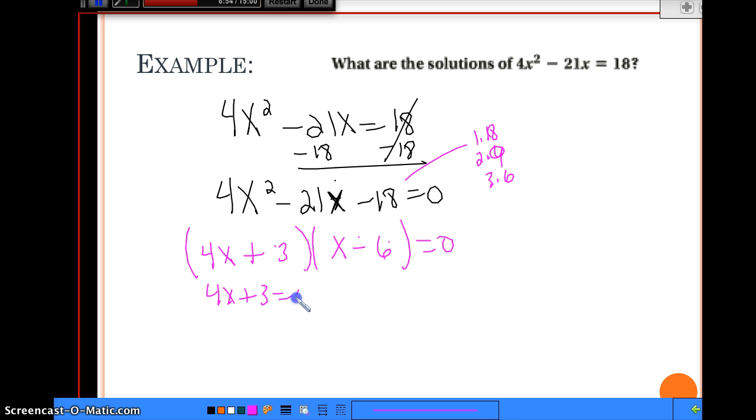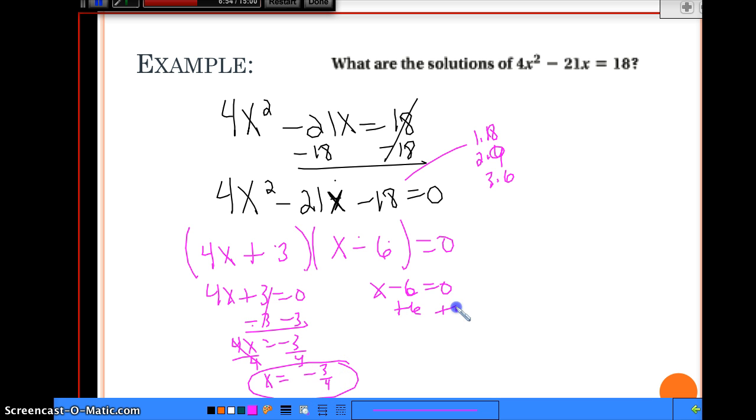So you get 4x plus 3 equals 0 and x minus 6 equals 0. Solve each one individually, and we get 4x equals negative 3, x equals negative 3/4. When you do the check on this one, I would go ahead and put in negative 0.75. That would be easier to do the check as the decimal version. And x equals 6. I'm not going to do the checks now, but make sure you go ahead and do the checks, and I'll check to see if you have that done when I look at it.